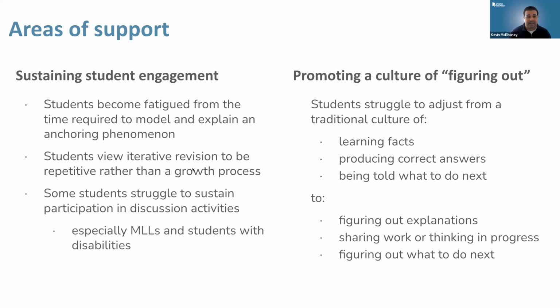I'll go into a little detail on each of these 6. By sustaining student engagement, we mean that students are becoming fatigued from how much time is required to model and explain the anchoring phenomenon. These units are designed to be 6 weeks, and it's necessary to engage in the phenomenon to fully explain it, but students aren't used to studying the same phenomenon for that long, and express some fatigue. Also, iterative revision is central to authentic science practice, but rather than viewing it as a growth process, students seem to view it as repetitive. That's something teachers could use some support with.